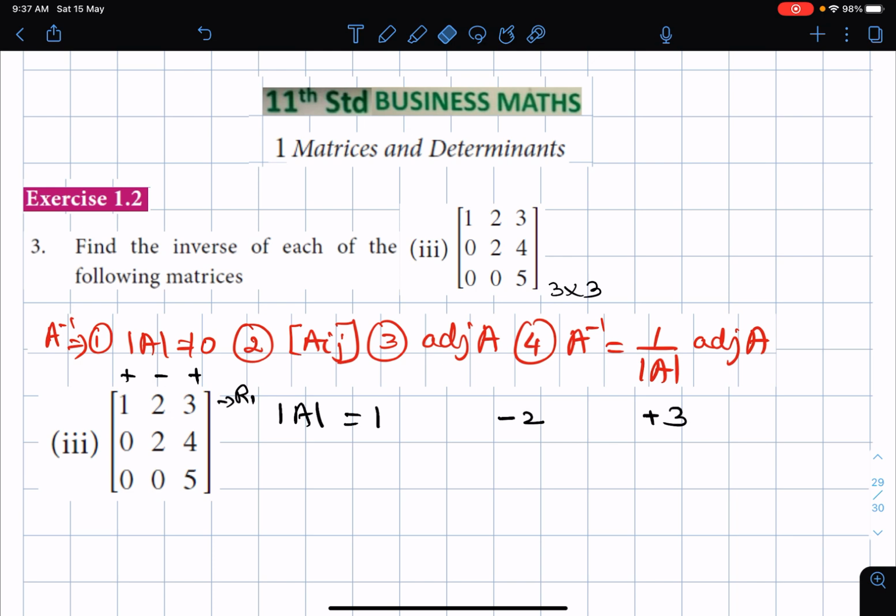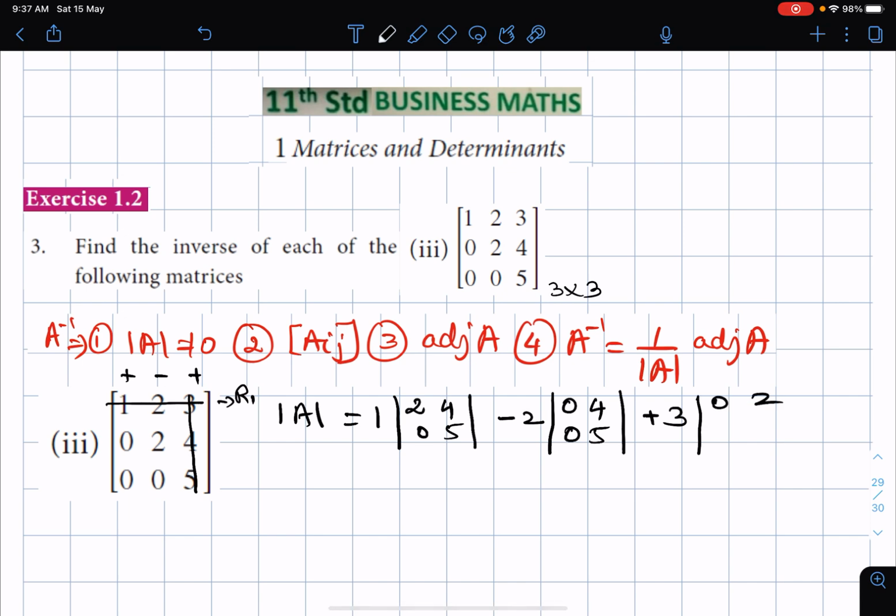Taking 1 as the first element, delete the first column and the first row. So you will get the minor as 2, 4, 0 and 5. Now coming to the second element 2, you have to delete the second column and first row. So you will get the minor as 0, 4, 0, 5. Now for the third element of the first row, you eliminate the third column, and your minor is going to be 0, 2, 0, 0. That's all. Now we are going to expand this.